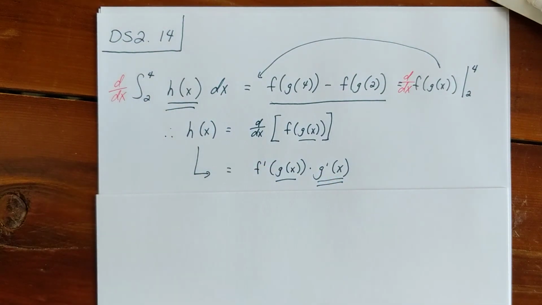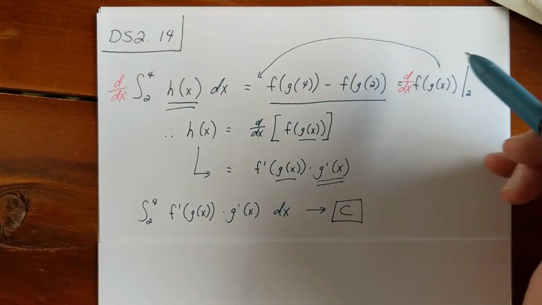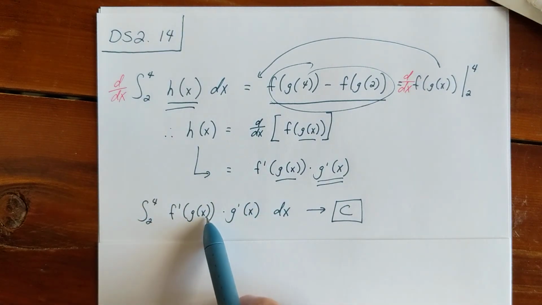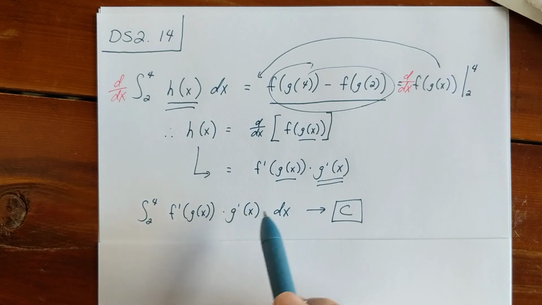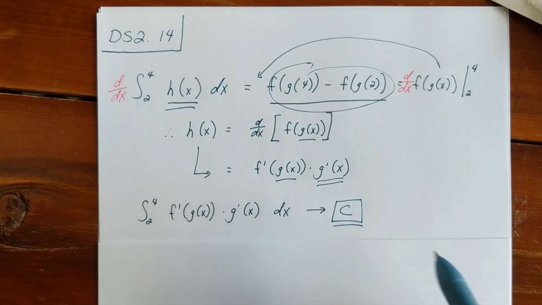That's our original integrand. And so what we can see here is that the expression that they gave us right here is equivalent to the definite integral from 2 to 4 of f prime of g of x times g prime of x taken with respect to x. So we can see there that the answer is C.